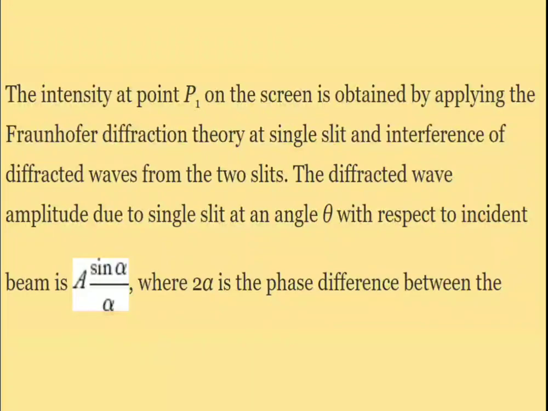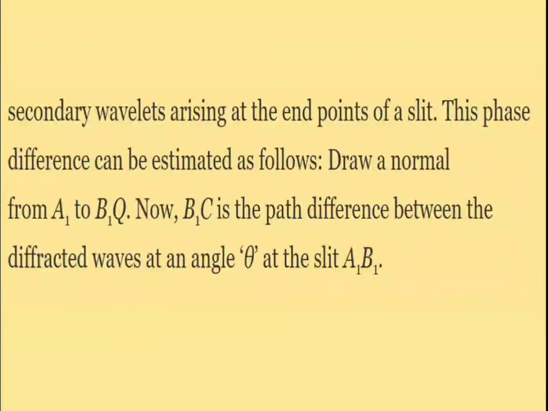That formula is A sin alpha by alpha, where 2 alpha is the phase difference between the secondary wavelets arising at the end points of the slit. This phase difference can be estimated as follows. To measure the phase difference, here we draw a normal from A1 to B1Q. Now B1C is the path difference between the diffracted waves at an angle theta at the slit A1 B1.